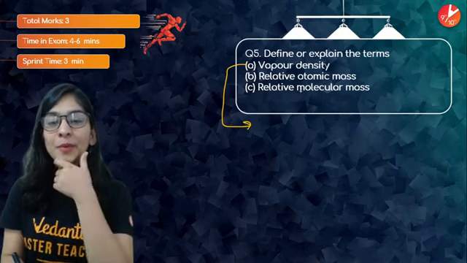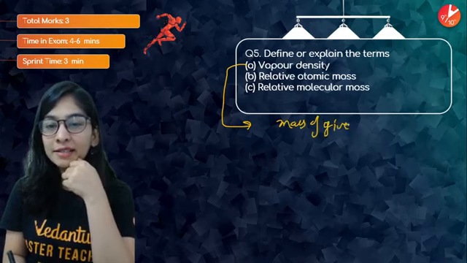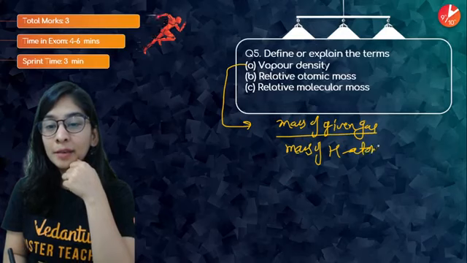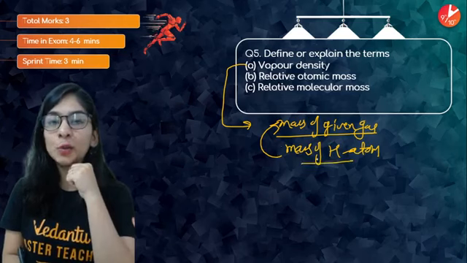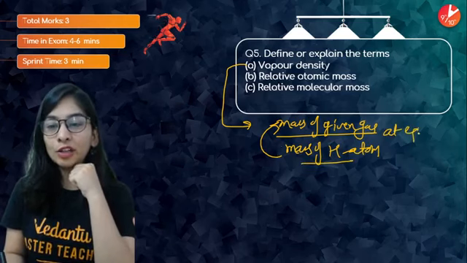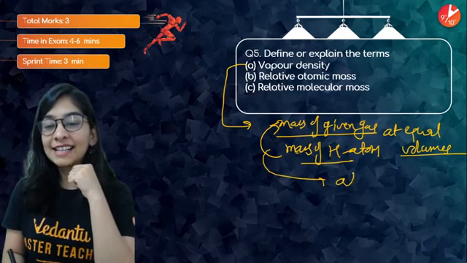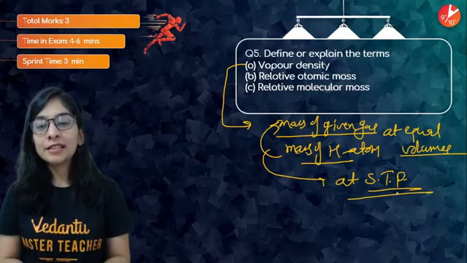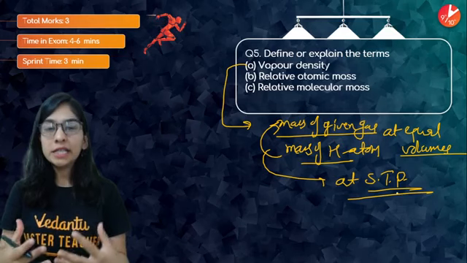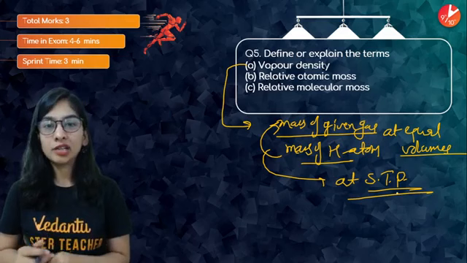But how? Because vapor density is nothing but a ratio of the mass of your given gas divided by the mass of hydrogen, because in a way you can talk about the relative mass of a given gas when we are comparing it with hydrogen at equal volumes. You have to take equal volumes, meaning we have to apply the Avogadro law at STP condition, standard temperature and pressure. So vapor density is the ratio of the mass of a given gas to hydrogen when you take equal volumes of both gases at STP, standard temperature and pressure.